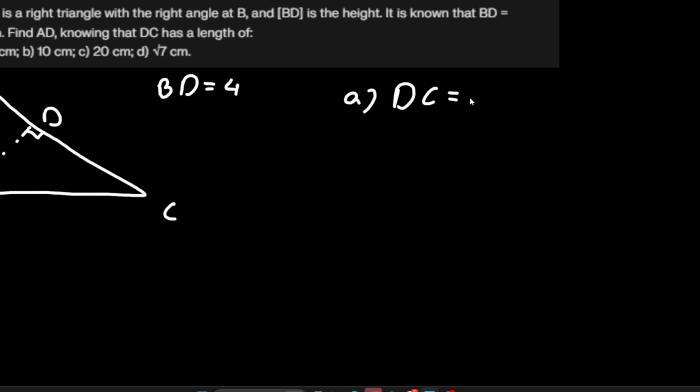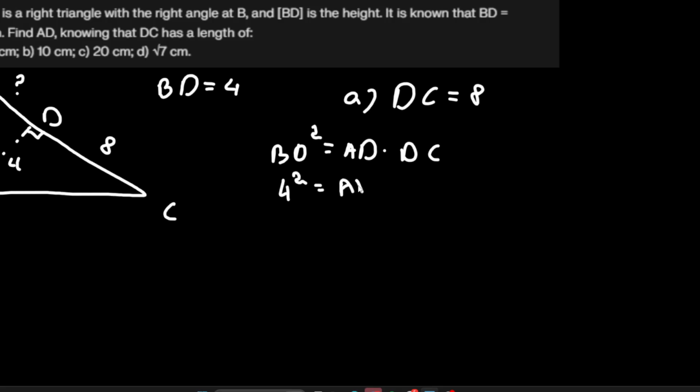So for case A, you know that DC is 8 centimeters. So this part is 8 centimeters. This one is 4. You need to find AD. But again, you can just use that formula, right? So BD, the height, to the second power is going to be equal to AD times DC. Now you know the height, right? So 4 to the second power is going to be equal to AD times DC, which is 8. 16 is going to be equal to AD times 8, which means AD is going to be equal to 16 over 8, which is 2.